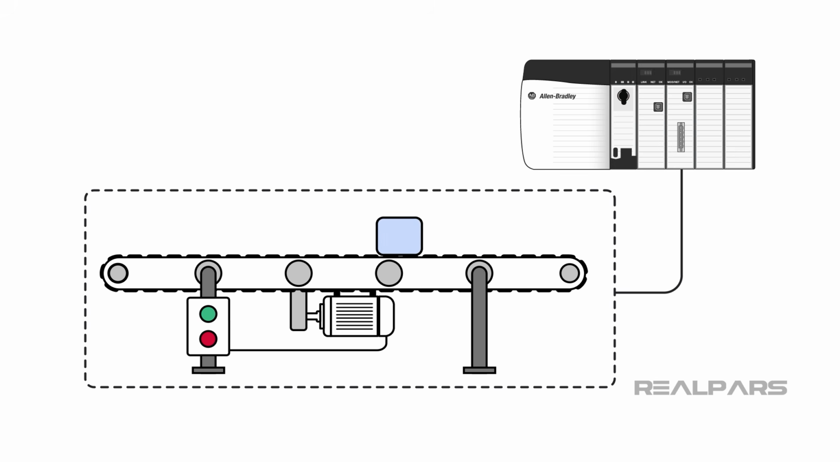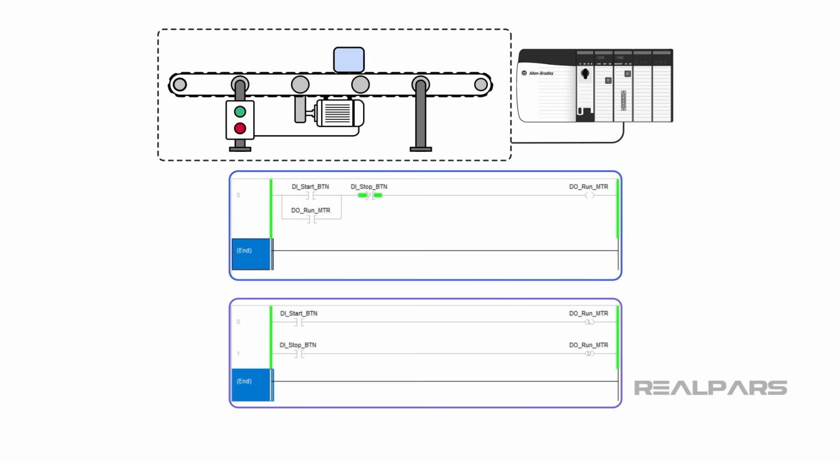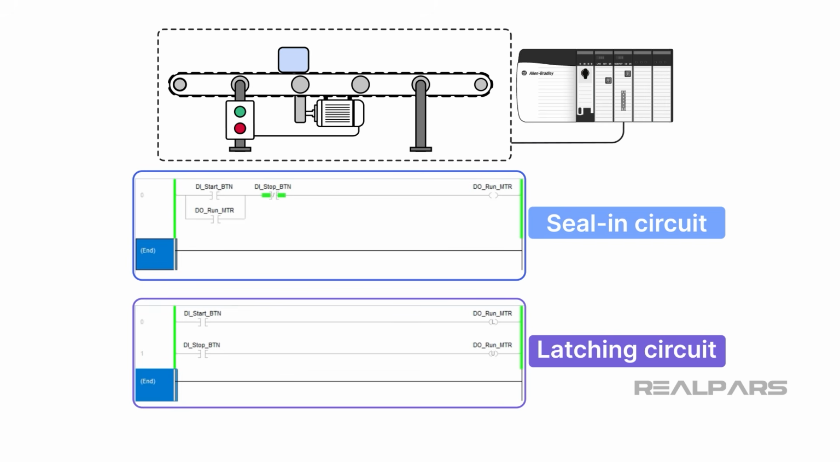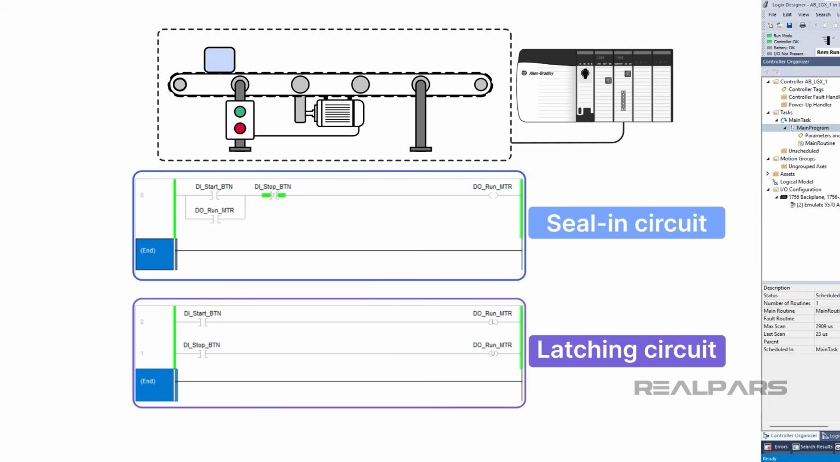There are two techniques that can be used to maintain an output in your PLC programs, which are known as sealing and latching. In this video, I will give you an overview of these two techniques and explain why you would use one technique over another.